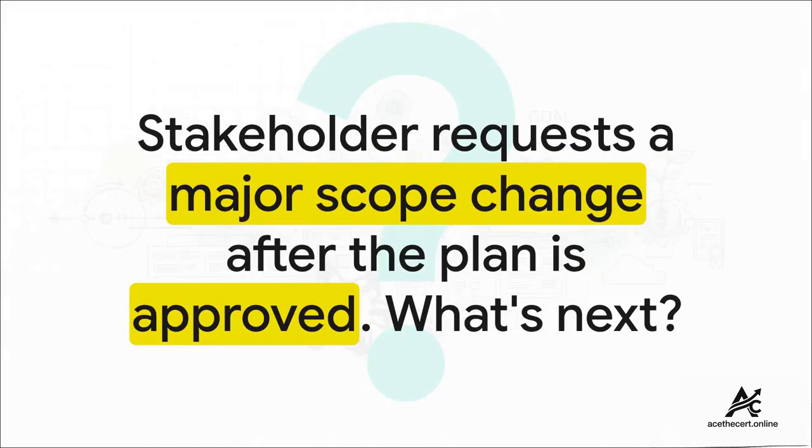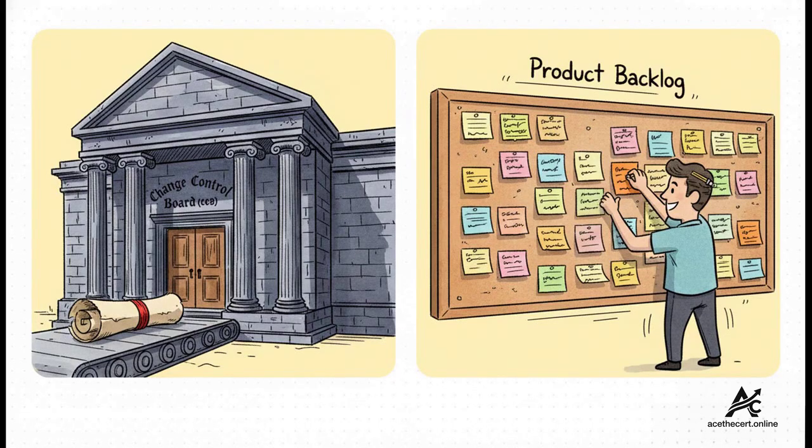Okay, here's another classic. This one's all about change management and governance. You've got a powerful stakeholder. They want something new, and the plan is already approved and locked down. So what is the very first thing you're supposed to do? And this slide just lays out the difference perfectly.